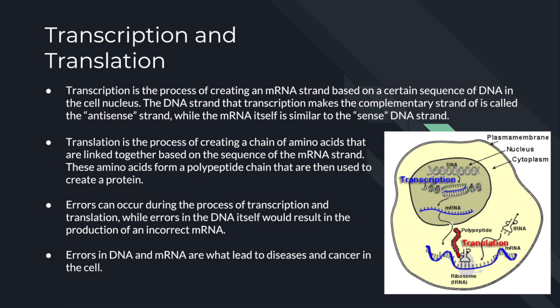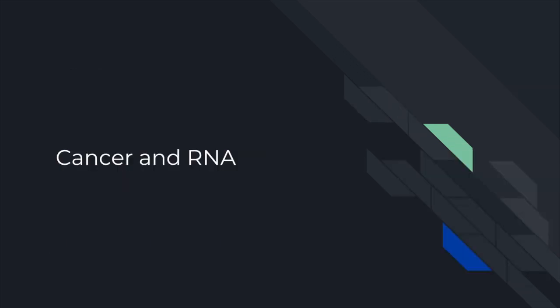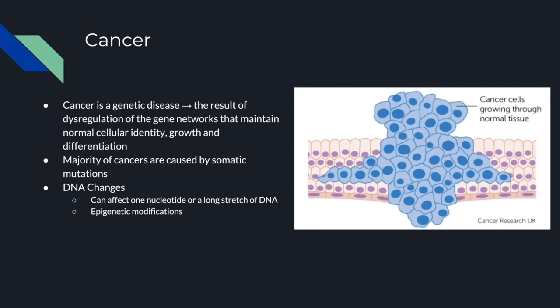Transcription is the process of creating a strand of mRNA based on a sequence of DNA. The DNA strand that is transcribed is called the antisense strand, while the one that is not is called the sense strand. Translation is the process of using the mRNA sequence to create a specific sequence of amino acids that are used to create polypeptide chains and eventually proteins. Errors can occur through all of these processes and are the main source of genetic diseases like cancer. To understand the efficacy of drugs that target RNA, it is important to comprehend the relationship between RNA and cancer. Cancer is a genetic disease, the result of dysregulation of the gene networks that maintain normal cell growth.